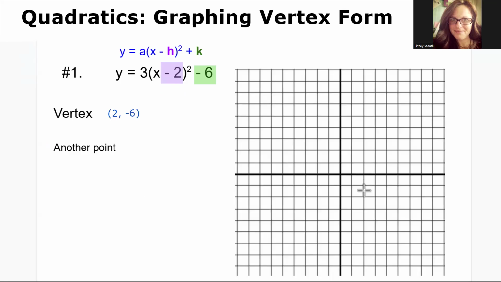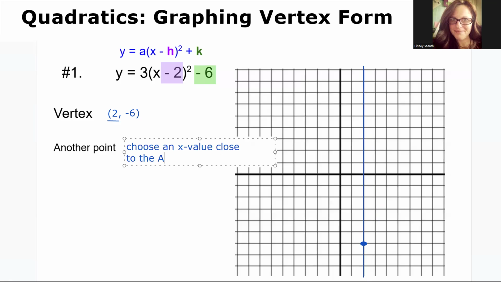2, -6. There's our vertex. Now our axis of symmetry, the line that cuts the graph in half, is x equals 2. To find another point, let's choose an x value close to the axis of symmetry.